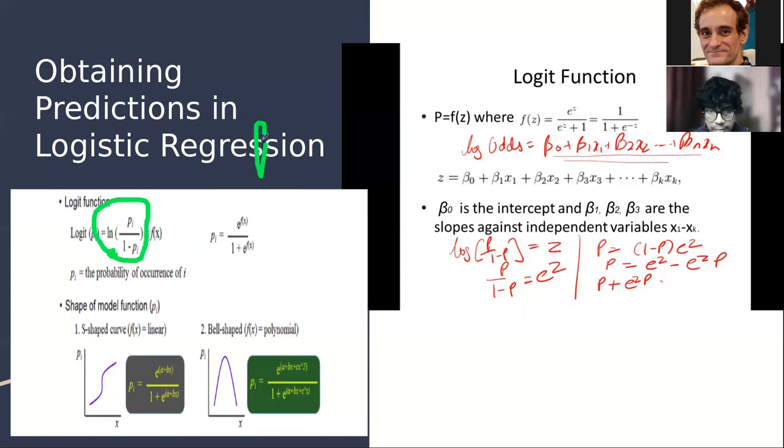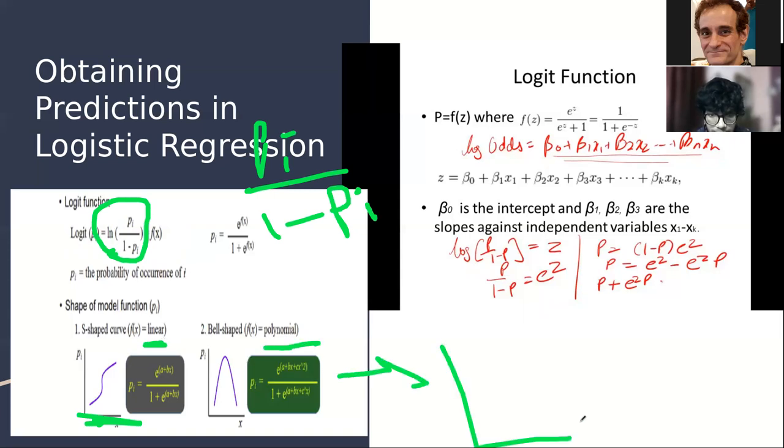Now what is pi by 1 minus pi? This is known as the odds ratio. What is the odds ratio? We'll discuss. Now there are two types of curves. We have discussed this. This is your S-shaped curve. This happens for linear functions. If there's a polynomial function, then you have a bell-shaped curve, where we have x, we have pi, and it happens like this. So this is what it is.